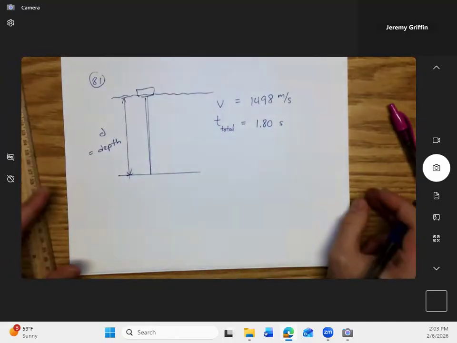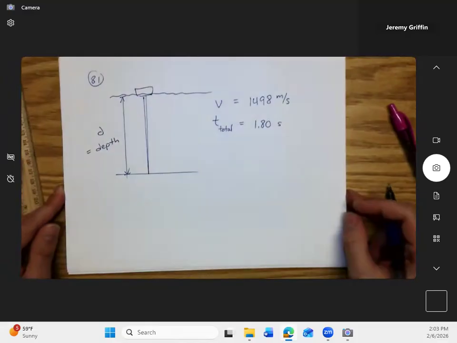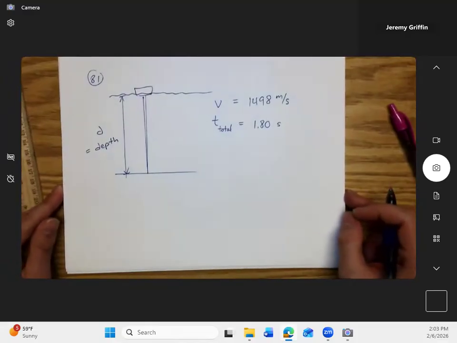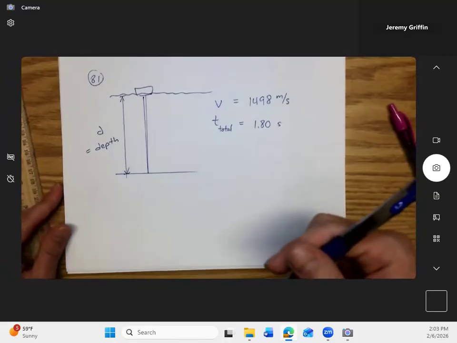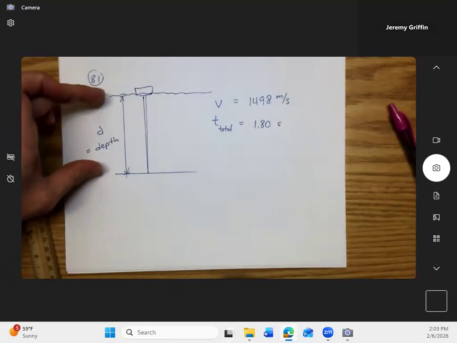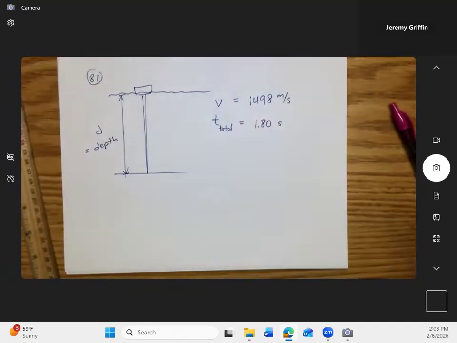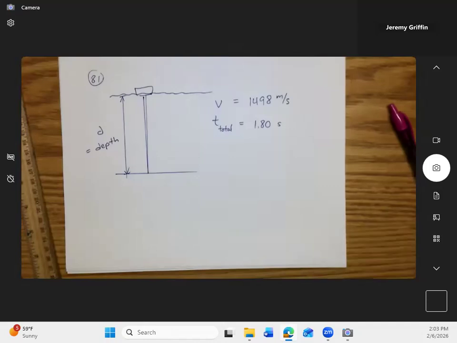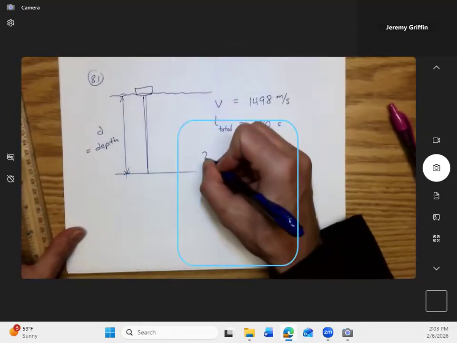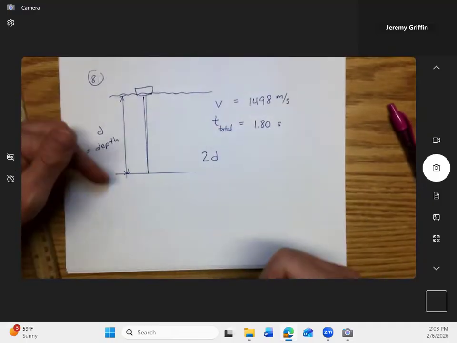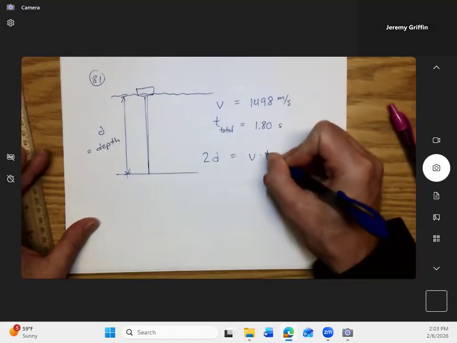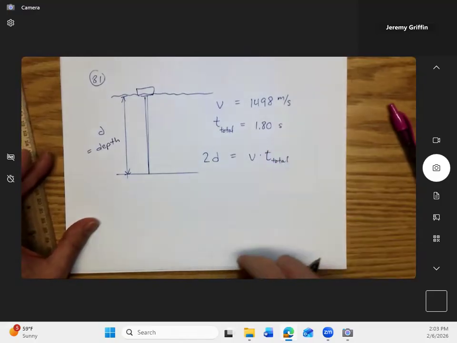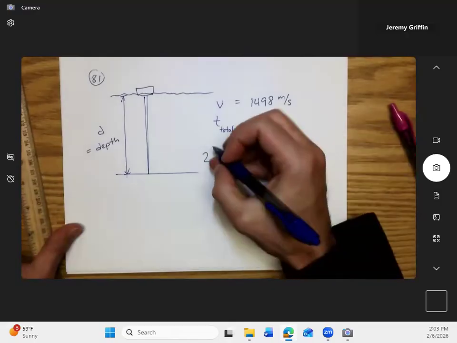So what's the depth? How do you think we could find that? Velocity times time divided by two. Exactly. The total distance moved is actually 2D. So distance equals speed times time. It is a two-way distance, and we only want the one-way distance, which would just be the depth. So speed times time, and then divide by two.